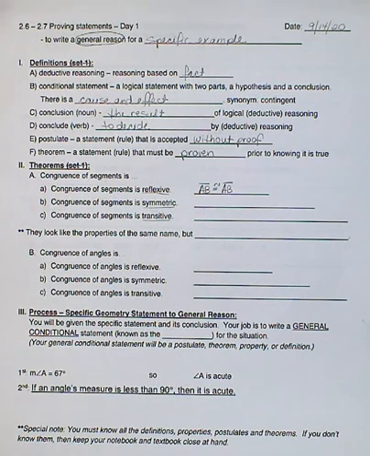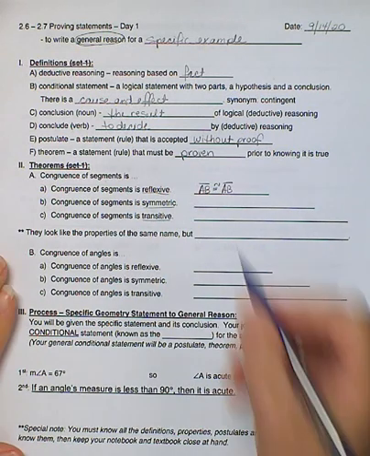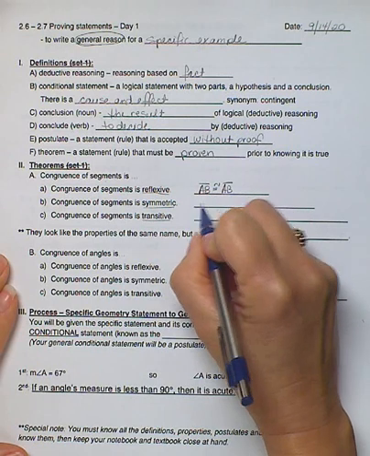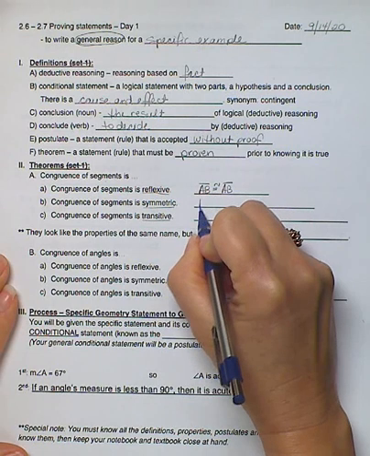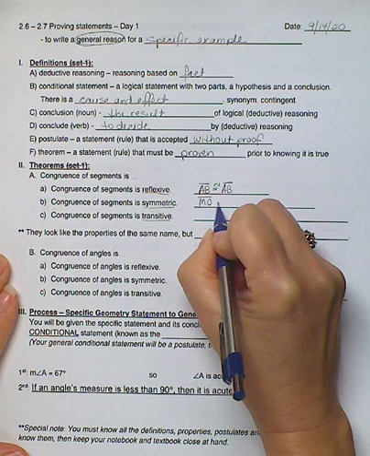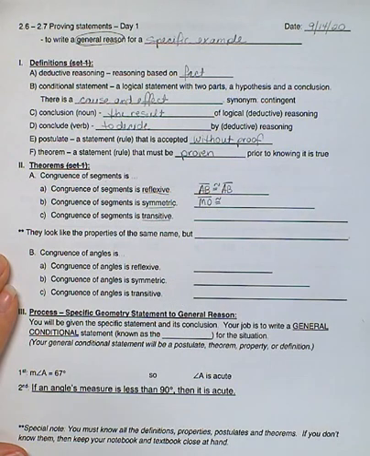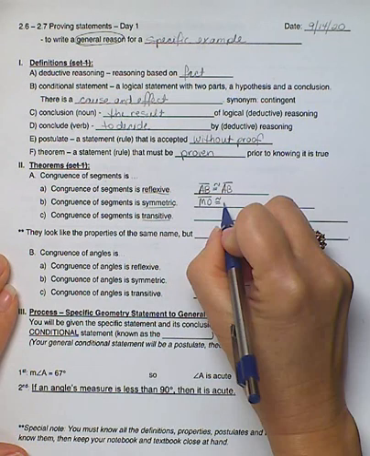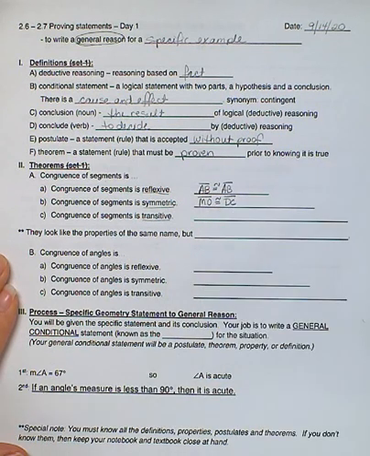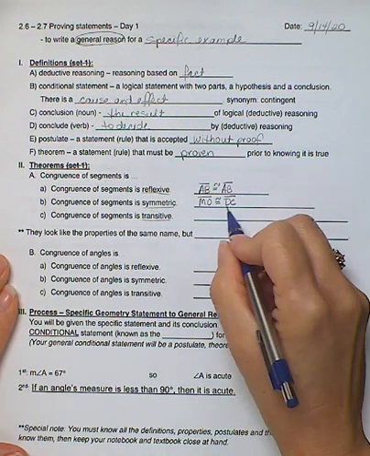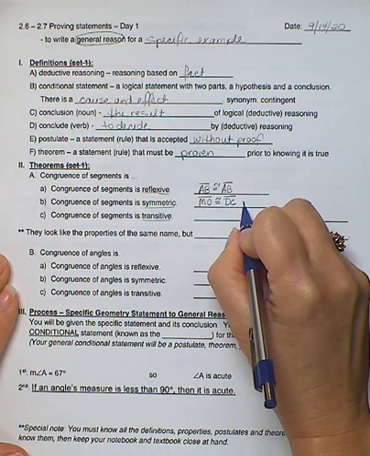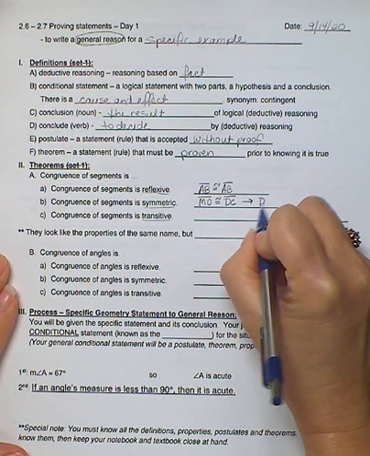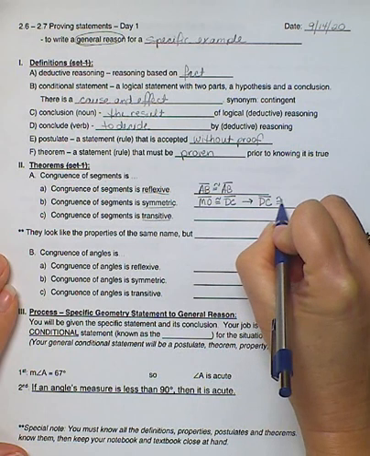Okay, congruence of segments is symmetric. So remember that that would be a situation where you have two segments that are congruent. So let's say segment MO and segment DC are congruent. Symmetric indicates that they would still be congruent if you just switch the order. So segment DC is congruent to segment MO.